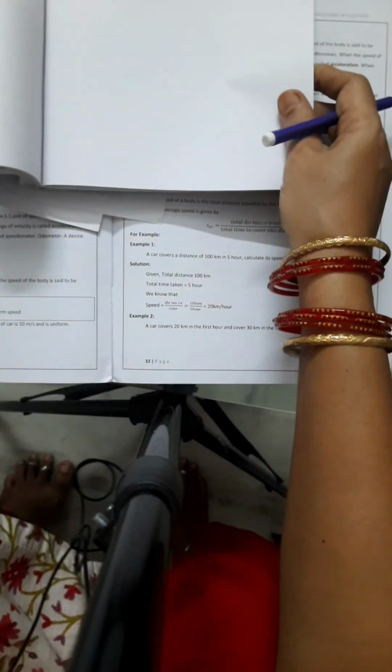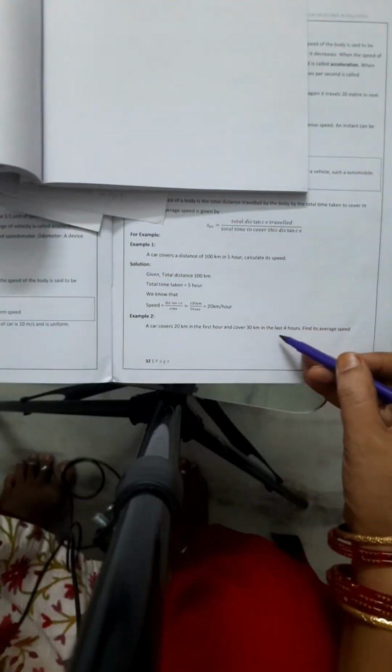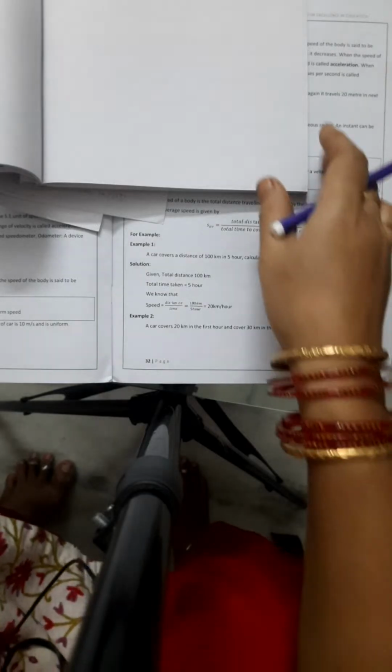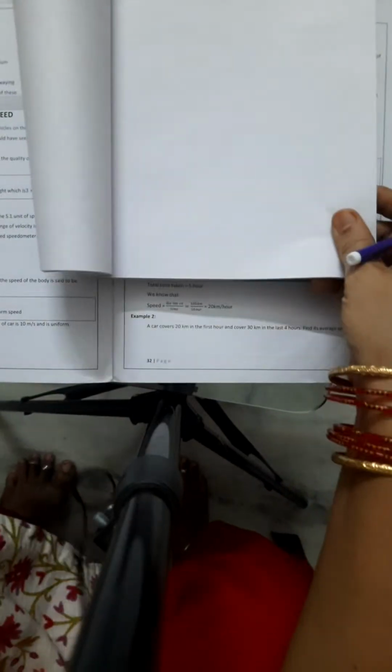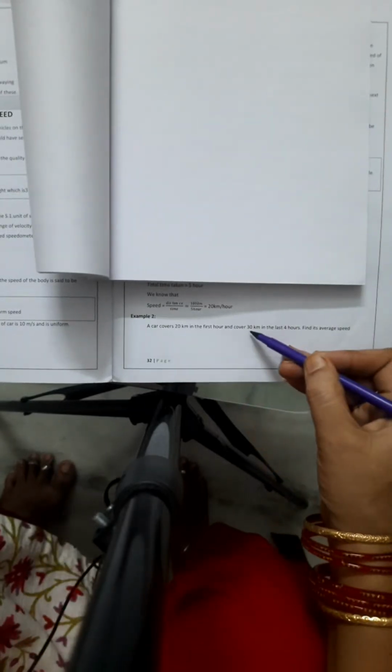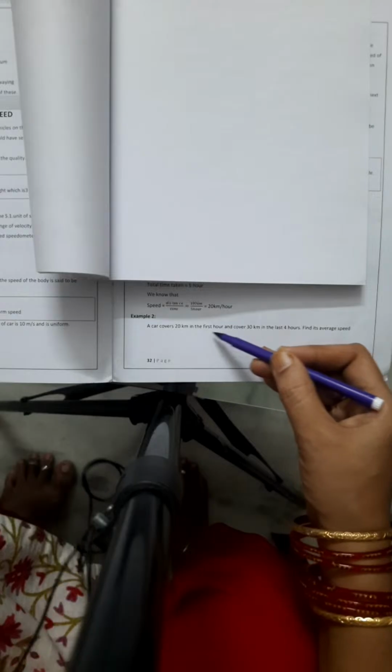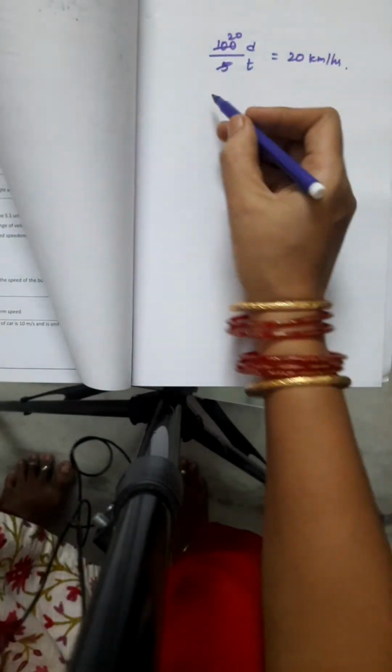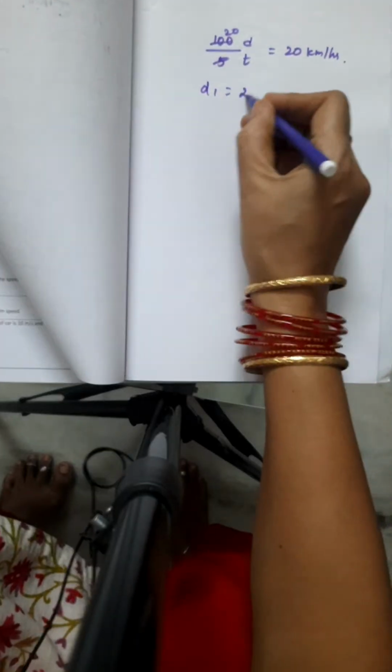Then the next one: a car covers 20 kilometer in the first hour and covers 30 kilometer in the last 4 hours. Find the average speed. When they ask about average speed, we need to write the total distance. So distance 1 is 20 kilometer in the first hour, that is 1 hour, and distance 2 is 30 kilometer in the next last 4 hours.